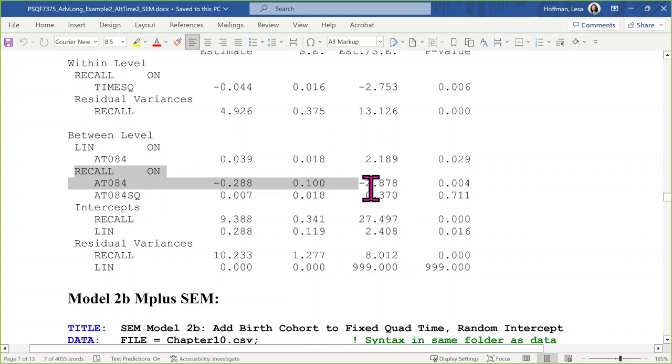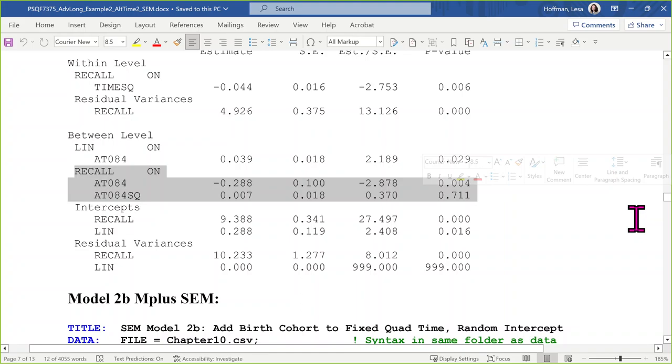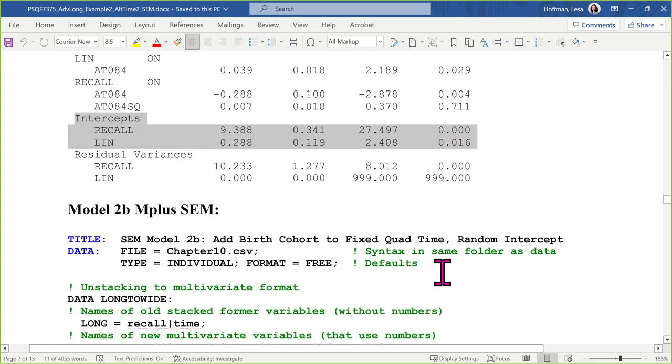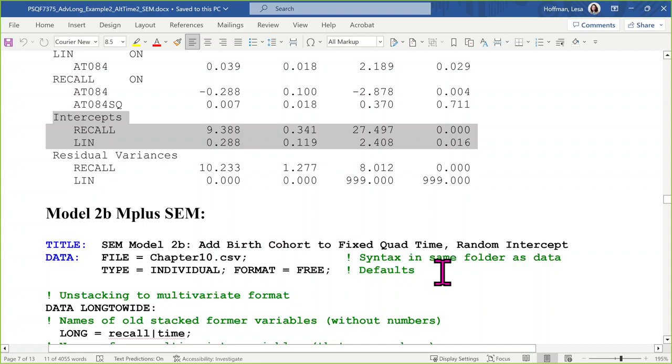These ones are what? It's the effect of cohort and cohort squared. Yeah, they are level two fixed effects. They are predicting the intercept of recall specifically. I wish that it would just say that, but it doesn't. Okay, how about these two? One of these is obvious and one of them is not. Under intercepts, we have a line for recall and we have a line for lin.